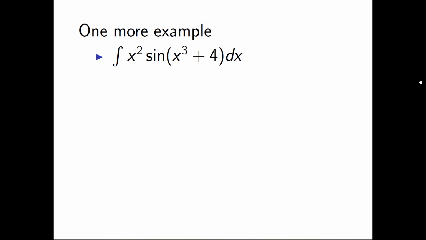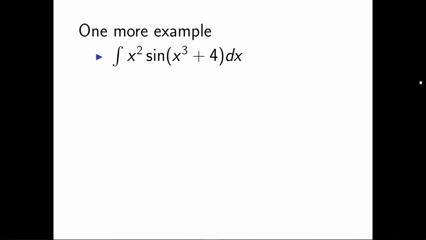Okay, so again, look out here. We have sine of x cubed plus 4, and then we multiply it by an x squared. And again, if we look at this piece, the derivative of that is this piece. Essentially, we're missing a constant, but that's okay. That's easy to deal with. But if we have a function of a function and the inside function has its derivative outside, that's a good sign that we're going to use integration by substitution.